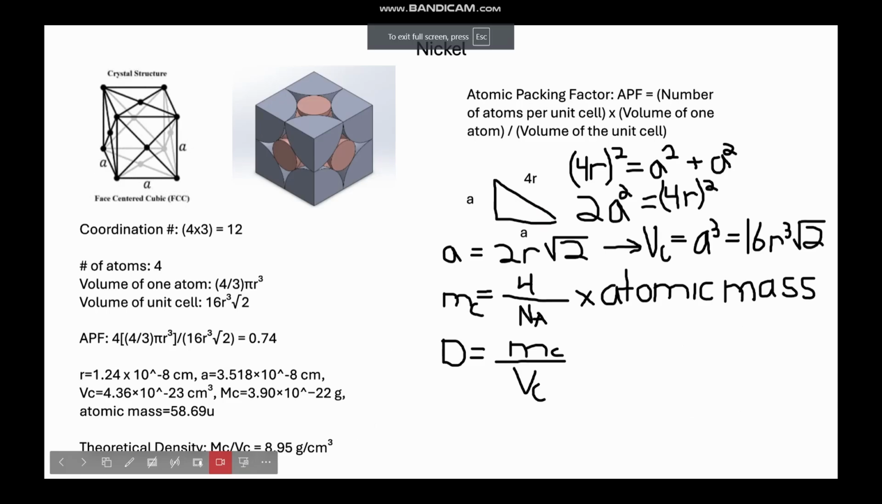So starting off with nickel, it has a crystal structure of face-centered cubic. The coordination number: there are 3 layers total connected to each atom, and each of those layers has 4, so it would be 4 times 3, which is 12. To find the atomic packing factor, it would be the number of atoms per unit cell times the volume of one atom divided by the volume of the whole unit cell.